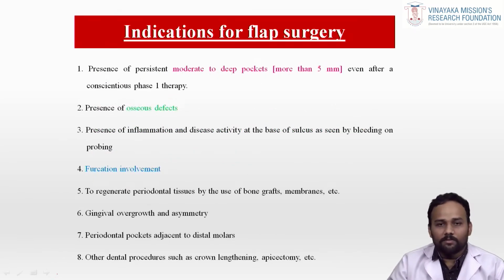Indications of flap surgery. It is indicated when there is a persistent moderate to deep pocket even after conscientious phase 1 therapy, presence of osseous defects, and presence of inflammation and disease activity at the base of the sulcus, which are seen by bleeding on probing, and furcation involvement to regenerate periodontal tissue by the use of bone graft and membrane, and in cases of gingival overgrowth and asymmetry, when there is a periodontal pocket adjacent to a distal molar, and it is also indicated in other procedures such as crown lengthening and apicectomy.